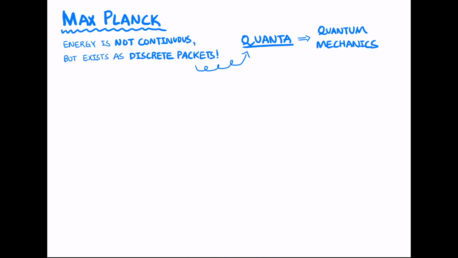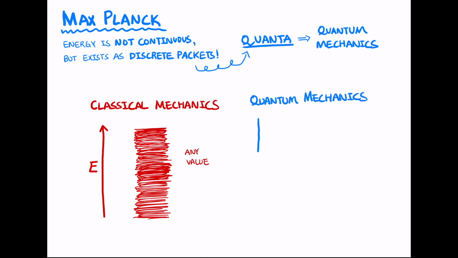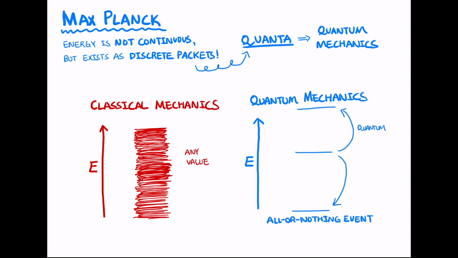We can see the difference between classical mechanics and quantum mechanics by looking at energy level diagrams. In classical mechanics, the oscillator can take any arbitrary value. With quantum mechanics, it can gain or lose energy only in amounts that correspond to the difference between energy levels, which is known as its quantum. This is an all or nothing event. You either have enough energy to excite the oscillator or you don't. And this is the quantum hypothesis.